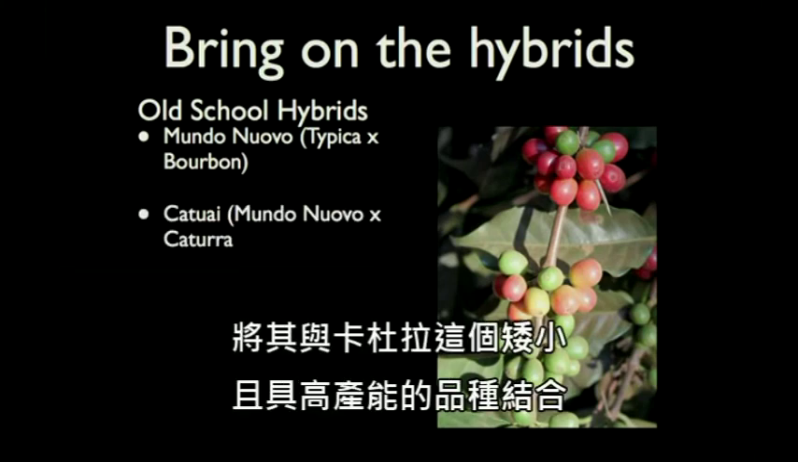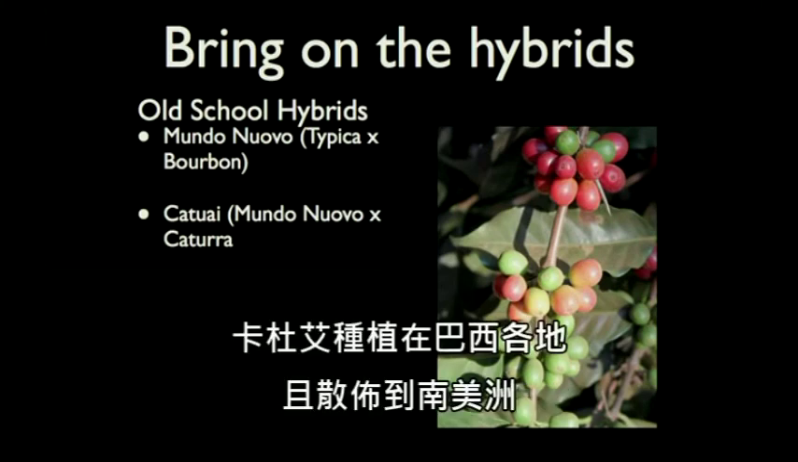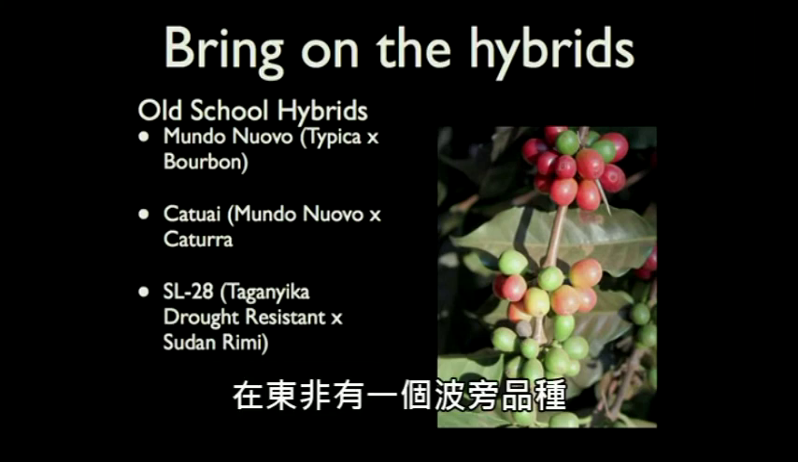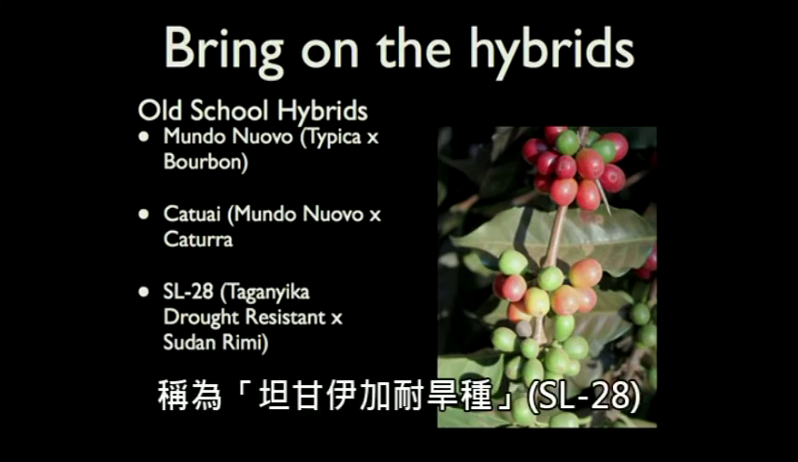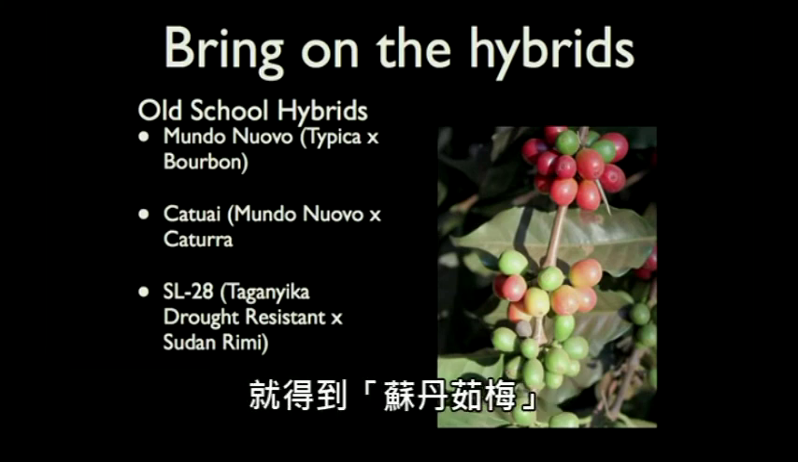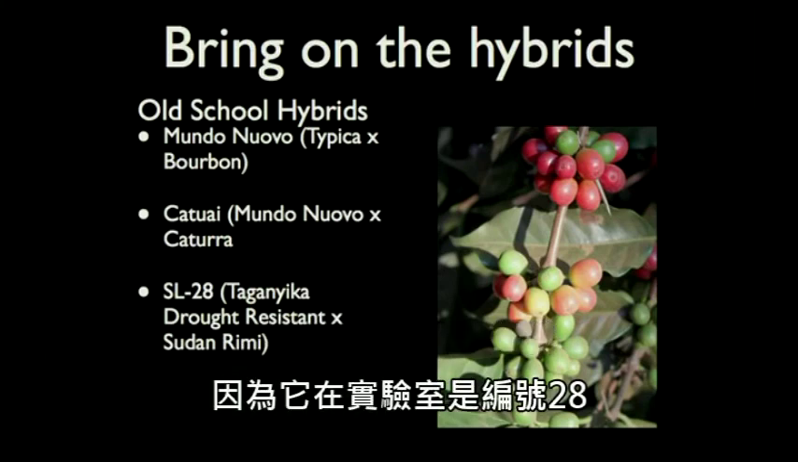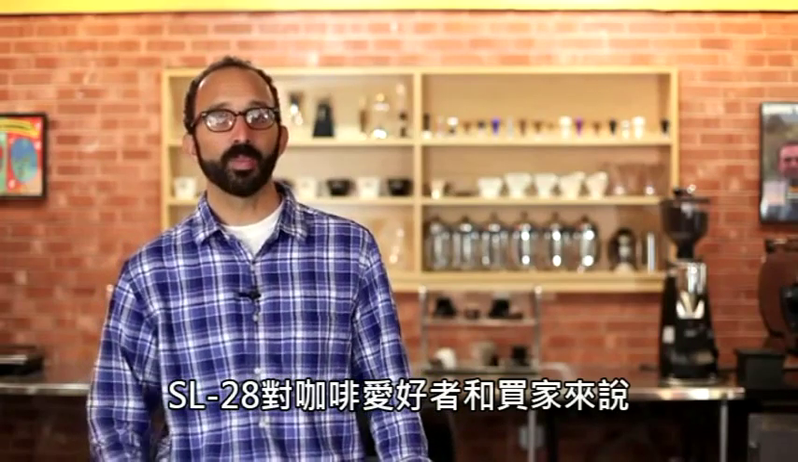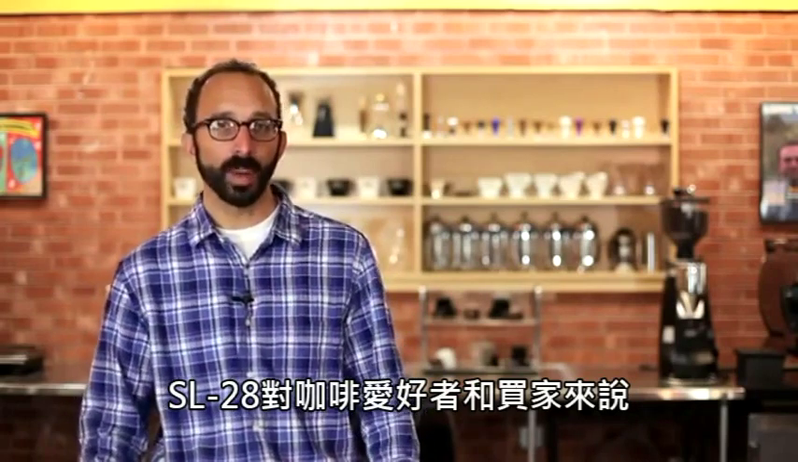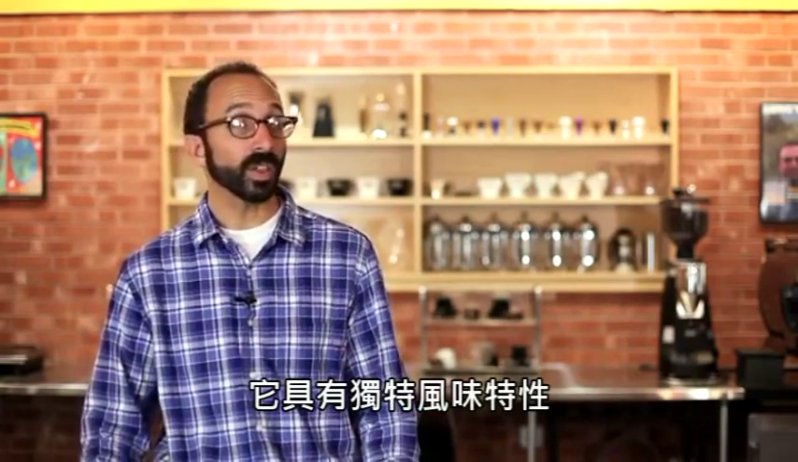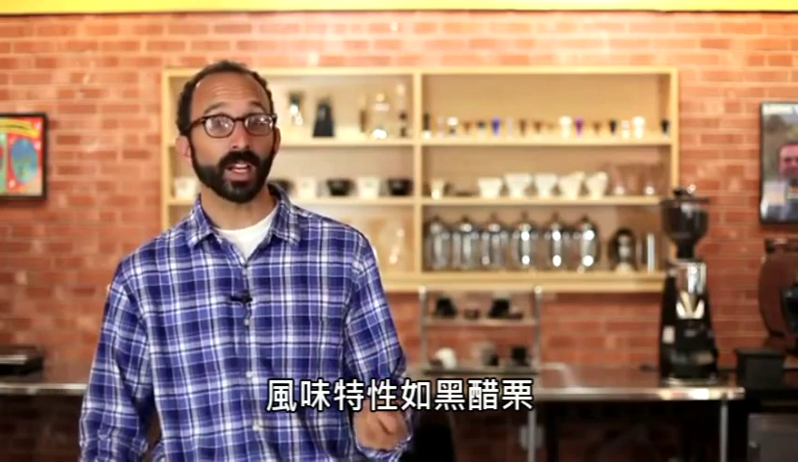They took Mundo Novo and crossed it with Caturra, that short, highly productive variety, and that became Catuai. Catuai was grown all over Brazil and spread throughout Latin America, and there's many plantings of Catuai throughout Latin America. In East Africa, there was a variety of Bourbon called Tanganyika Drought Resistant that they crossed with a wild variety from Sudan called Sudan Rume. And this hybrid got the name SL28 out of an assessment of coffee in the 1920s done by Scott Labs, who just assigned it the number 28. SL28 is probably, as far as coffee aficionados and buyers go, one of the most cherished of the coffee varieties for its unique flavor characteristic, a flavor characteristic that's like blackcurrant.